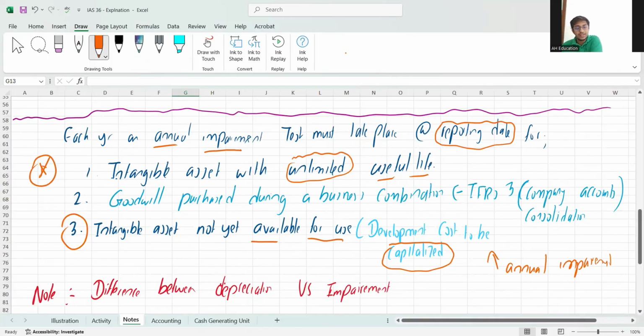And finally, of course you will be learning this under your IFRS 3 standard, but let me tell it here also: purchased goodwill. When you're acquiring a subsidiary, say you're purchasing 50% or 60% of the subsidiary, you need to calculate goodwill purchased, and under that, you need to deduct annual impairment. Don't worry, when we come to that part, we will learn. So this is it in terms of your theory.